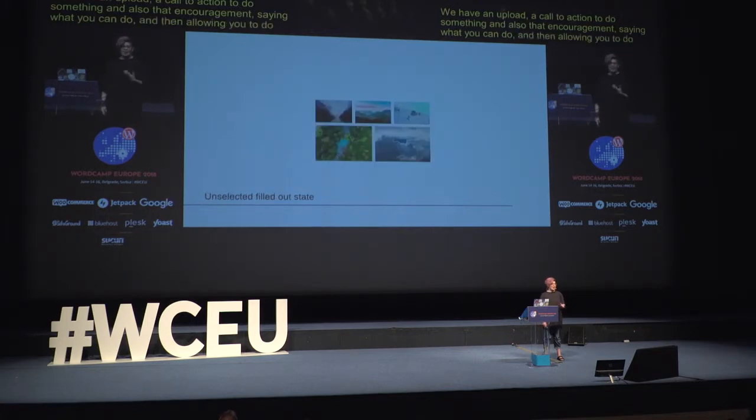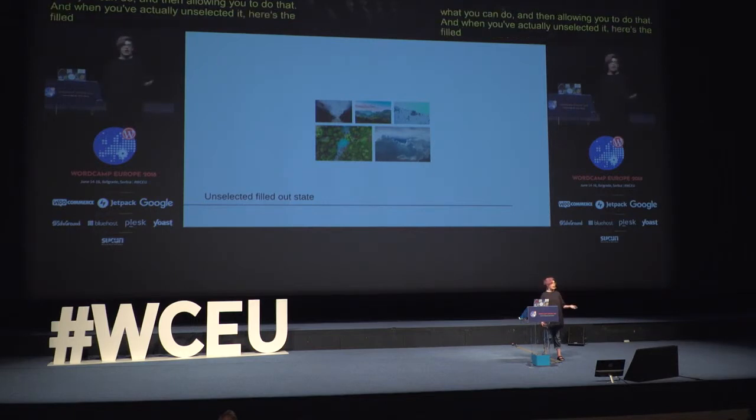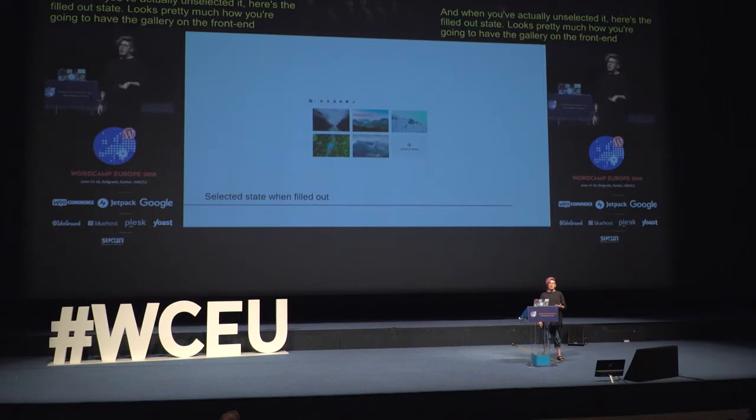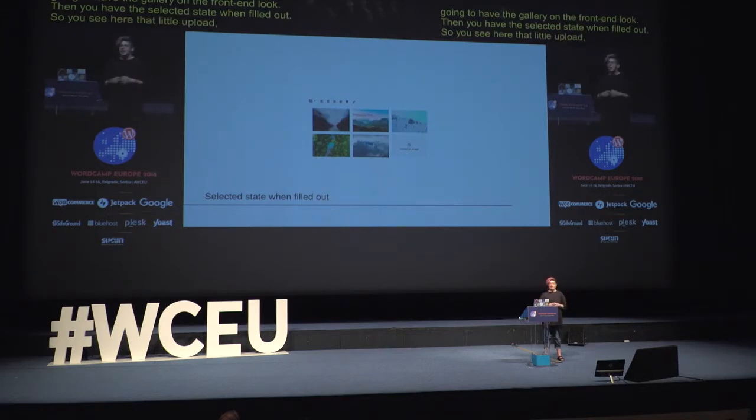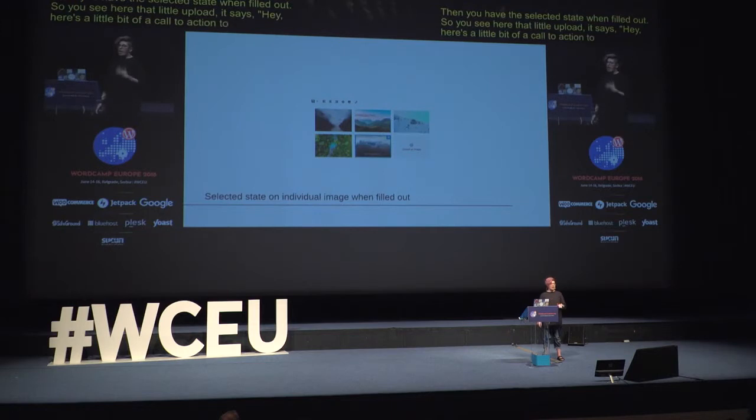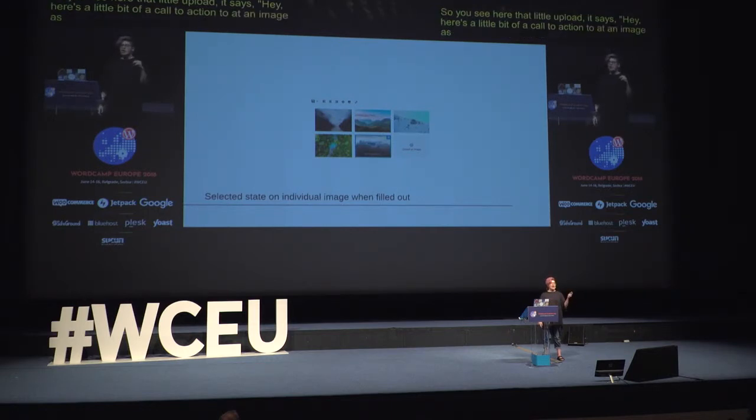And when you've actually unselected it, here's the filled out state. Looks pretty much how you're going to have the gallery on the front end look. And then you have the selected state when filled out. So you see here that little upload. It says, hey, here's a little bit of a call to action to add an image as well. And then you can hover to actually add captions or interact with that gallery block itself.